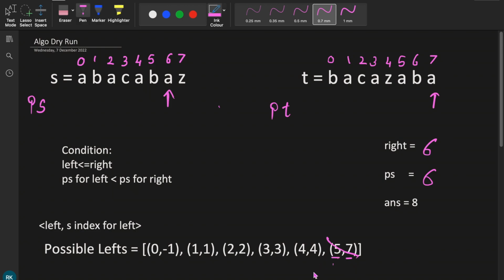That is, we do a pop back because it is not a valid left which we can get, right? Now since we are at 4,4, again 4 is less than 6 and the S index for left, that is 4, is also less than 6. Now both are favorable conditions here, hence our answer in this case will be 6 minus 4 plus 1, that is 3.